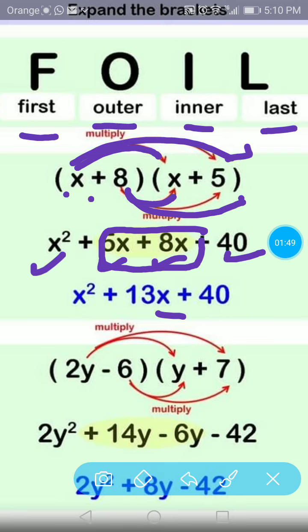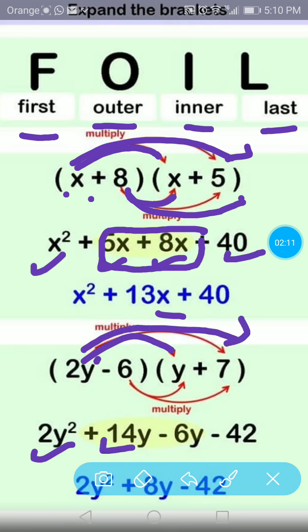Let's have another example. Okay, and you're going to do it with me. Again, first times first, so we'll multiply 2y times y, which is 2y squared. O, outer, which is 2y times 7, which is 14y. I for inner, which is negative 6 times y, which is negative 6y.